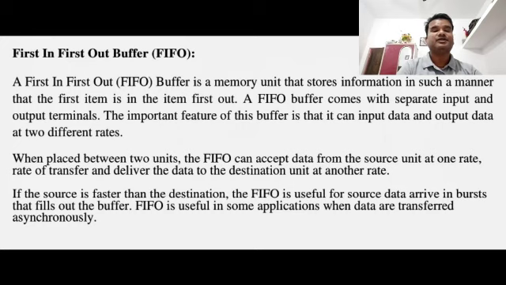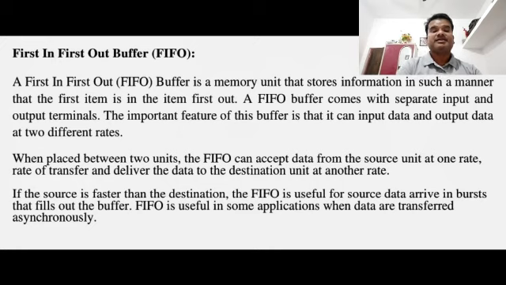Second is the first in, first out buffer, the FIFO buffer. A first in, first out buffer is a memory unit that stores information in such a manner that the first item in is the first item out. A FIFO buffer comes with separate input and output terminals. The important feature of this buffer is that it can input data and output data at two different rates.